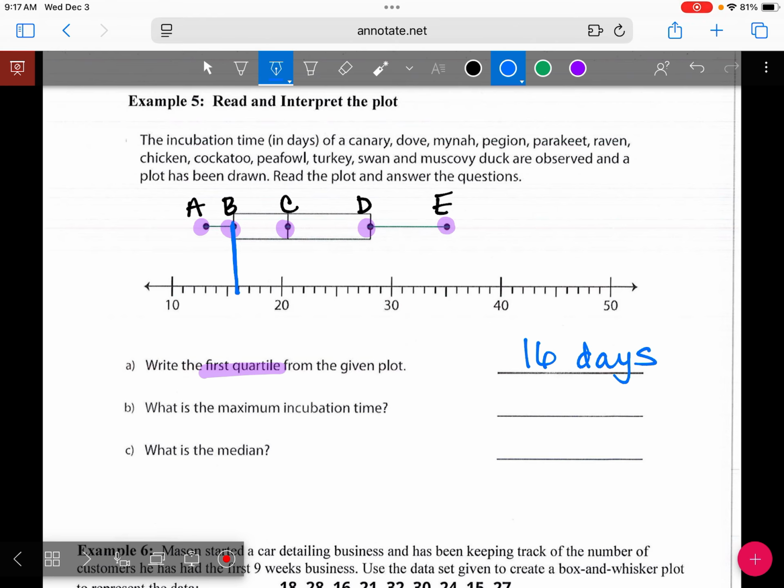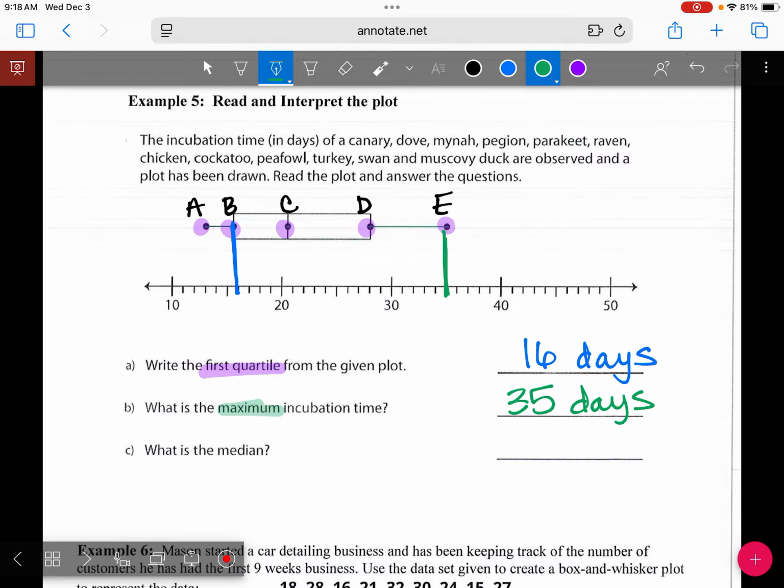Okay, the maximum. Which point is the maximum? Who says A? B? C? D? E? It is E. Good job. E would be the maximum. So when I'm looking at E, that looks like it's about what? What would you say that is? How many days is the maximum? 35 days. Good.